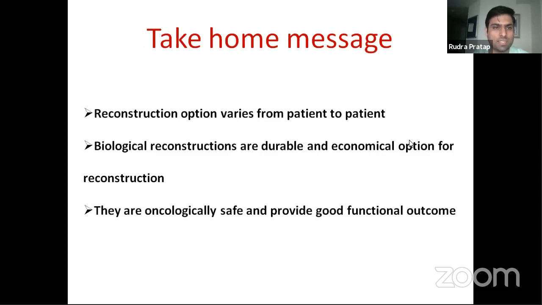So the take home message is that the reconstruction option varies from patient to patient and should be individualized. Biological reconstruction options are durable and economical options for reconstruction. They are oncologically safe and provide a good functional outcome.